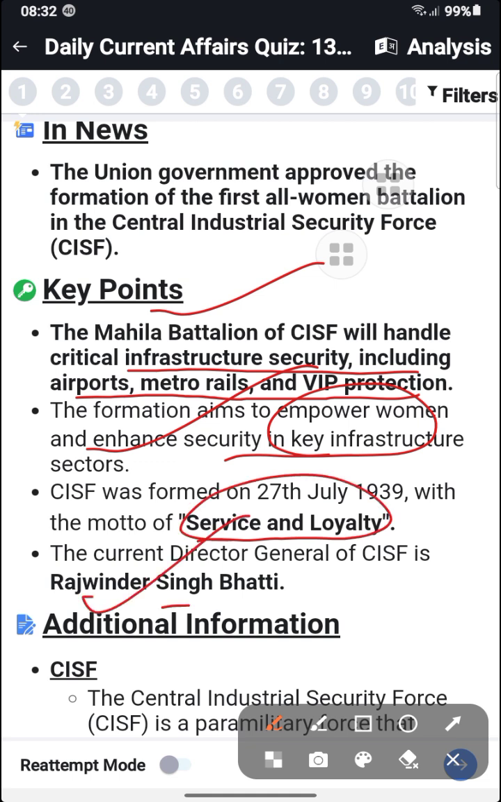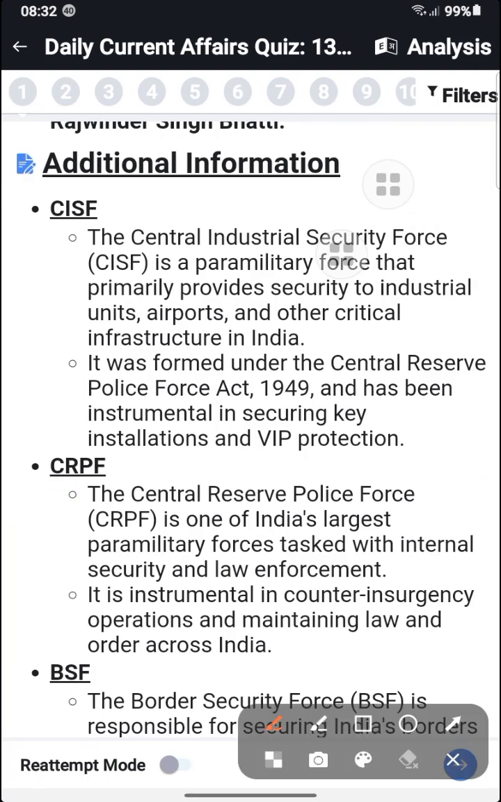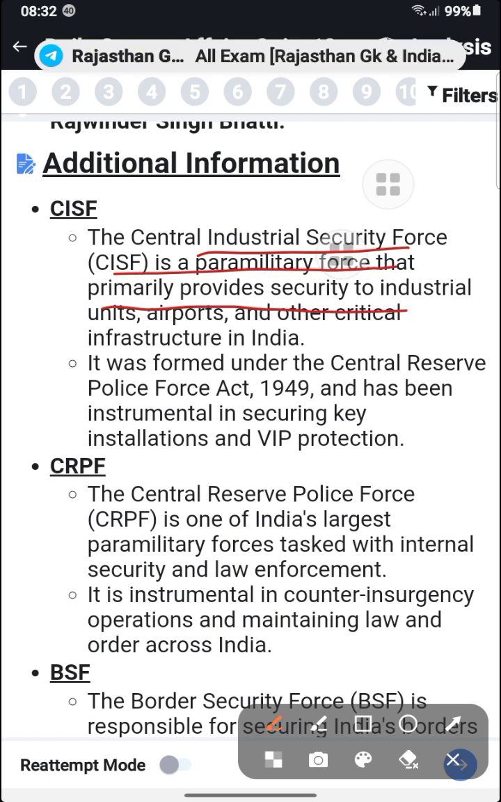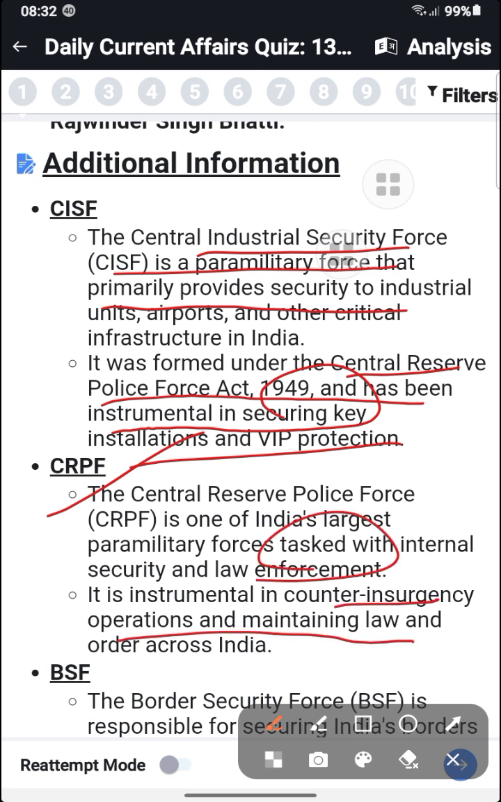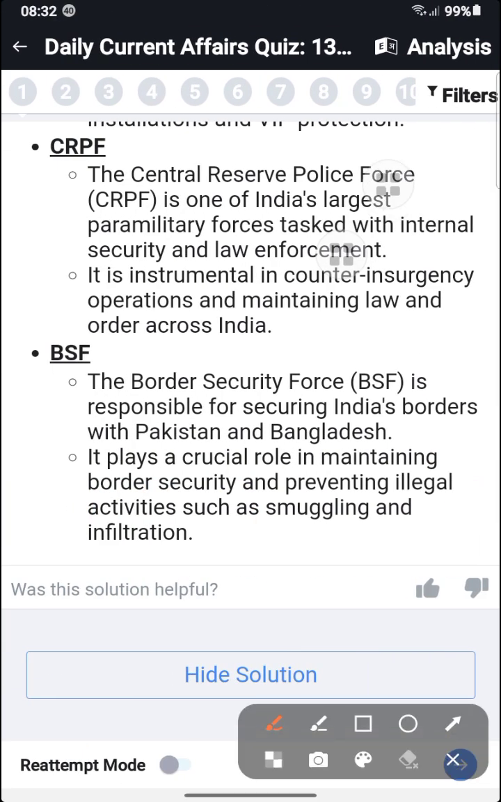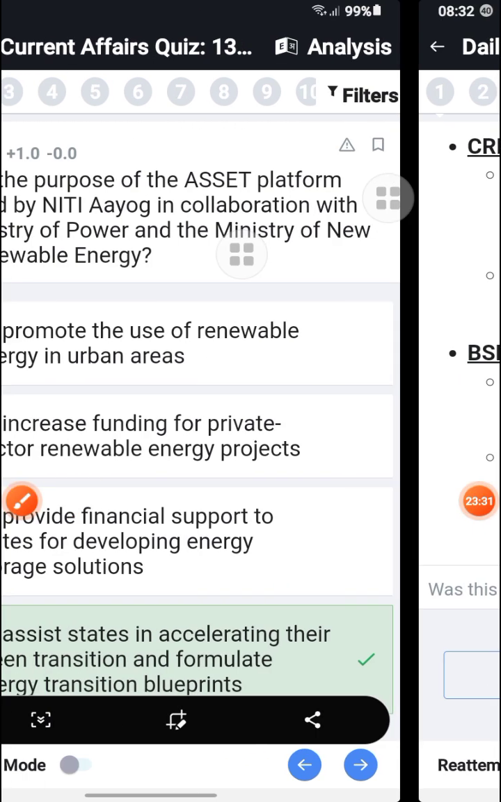That was Rajwinder Singh Bhatti, the Director General of CISF. CISF is the Central Industrial Security Force, a paramilitary force providing security at the industrial level. The Central Reserve Police Force is the largest paramilitary force, handling internal security, law enforcement, counter-insurgency operations, and maintaining law and order. BSF is responsible for securing the borders with Pakistan and Bangladesh, playing a crucial role in border security and preventing illegal activities, smuggling, and infiltration.